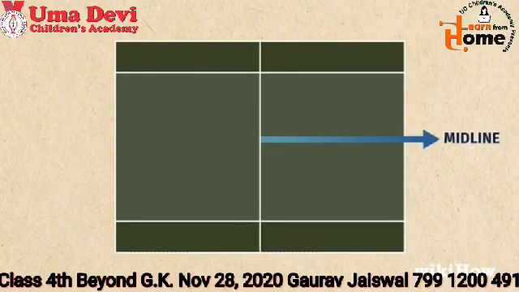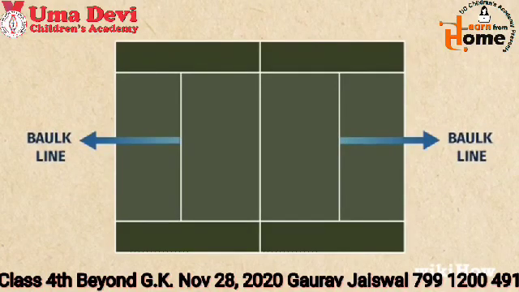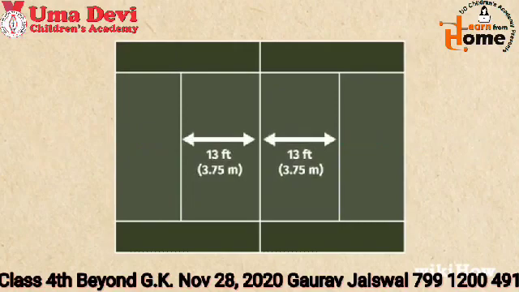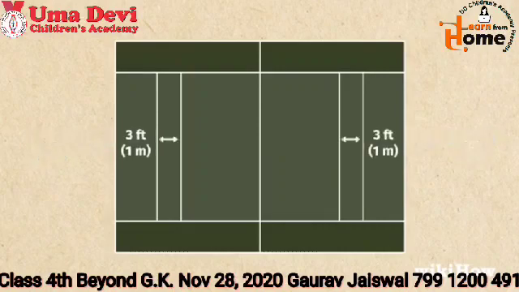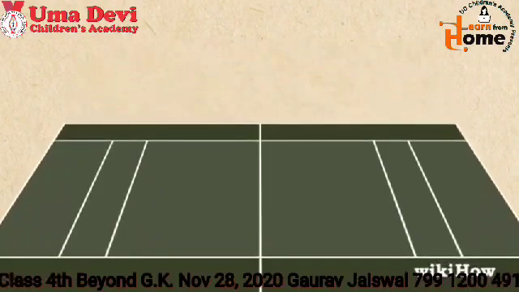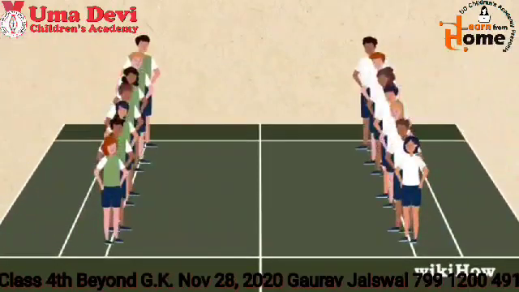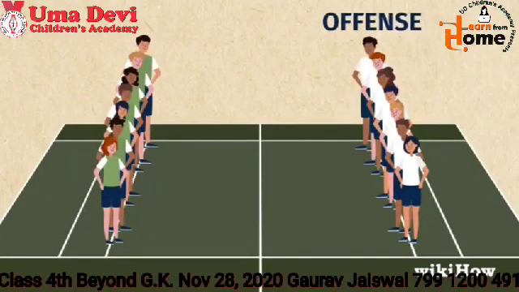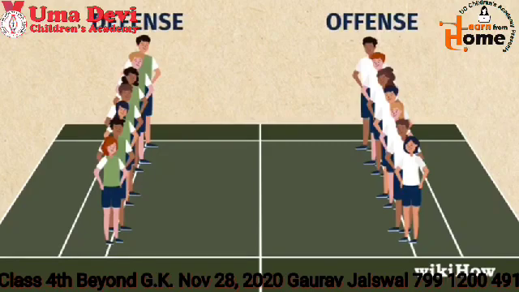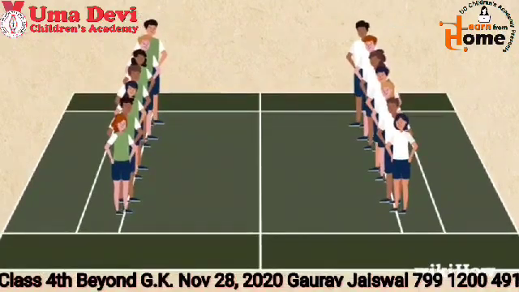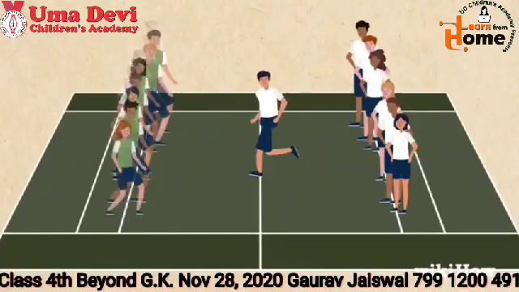Place a midline in the center of the field and a parallel balk line on each side so they're 13 feet, 3.75 meters from the midline. Place a parallel bonus line 3 feet, 1 meter under each balk line. Each round of Kabaddi is played in turns, and teams alternate between offense and defense. To start a round, the attacking team sends out 1 player to be the raider.